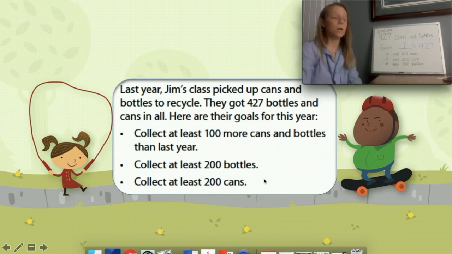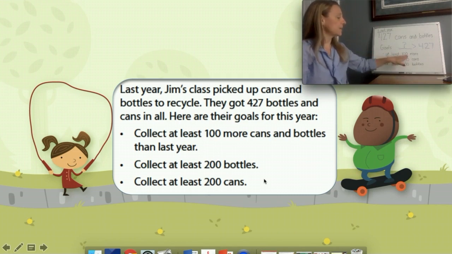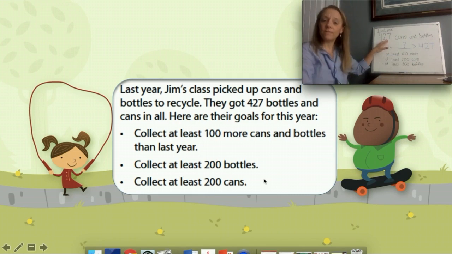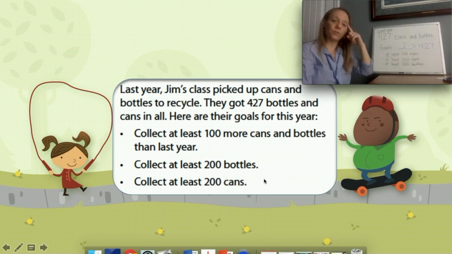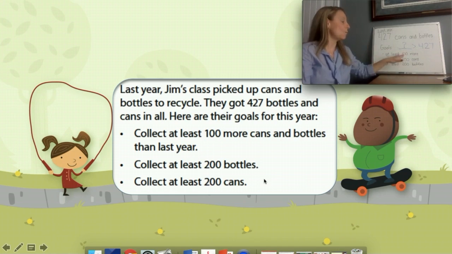Okay, so if I know that they need at least 100 more than last year, this goes back to what we've done previously. What you all did in second grade when you were in school and when you've been at home doing the KCS at home. We've added 10 more, 10 less, 100 more, 100 less. So here it says at least 100 more. So we know we have to have at least 100 more than last year. So do your mental math in your head. Think, what is 100 more than 427?